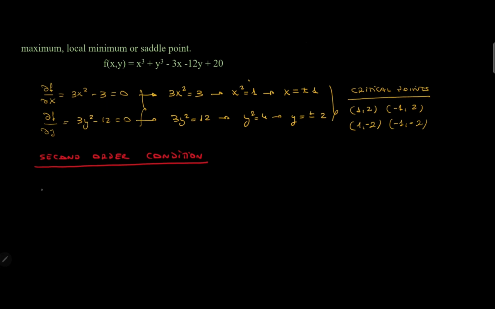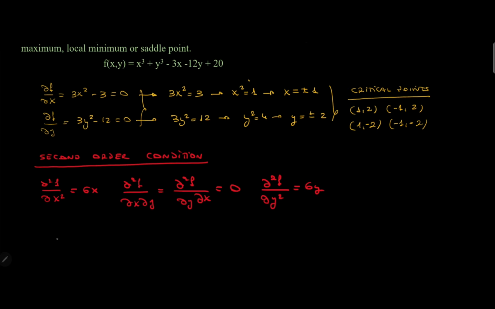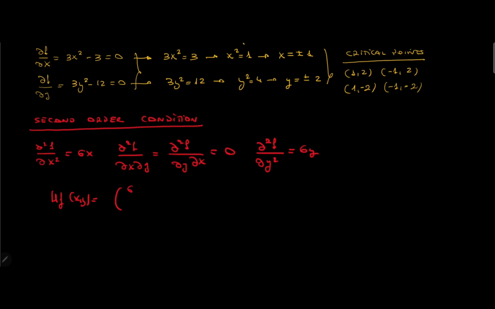So we need the second order partial derivative according to x twice, that's 6x. Next, the second order partial derivative according to x and y, which coincides with the other way around, yx, and that's 0. And the second order partial derivative according to y twice, and that's 6y. So the Hessian matrix is 6x, 0, 0, 6y.